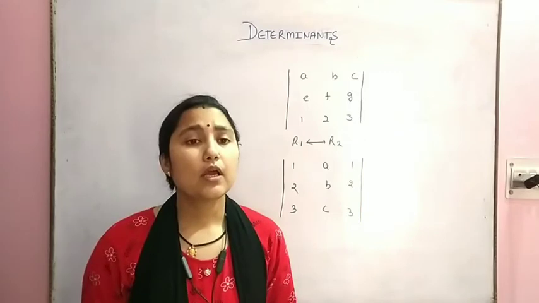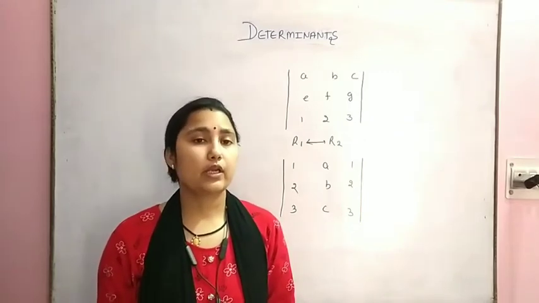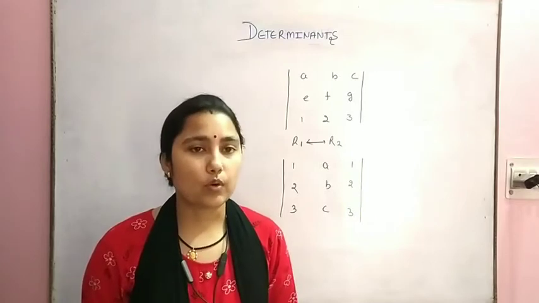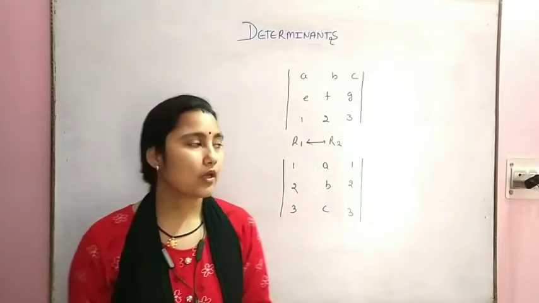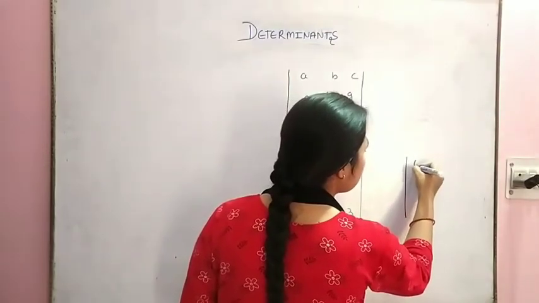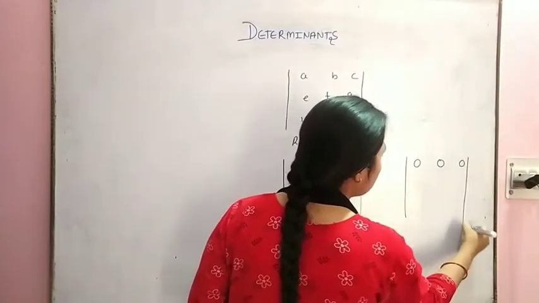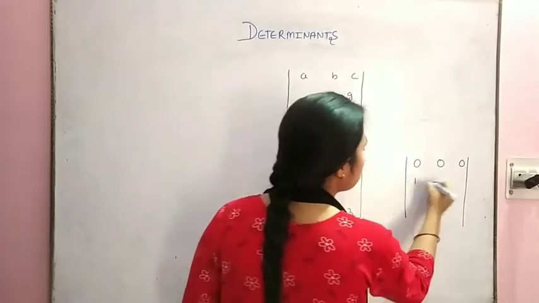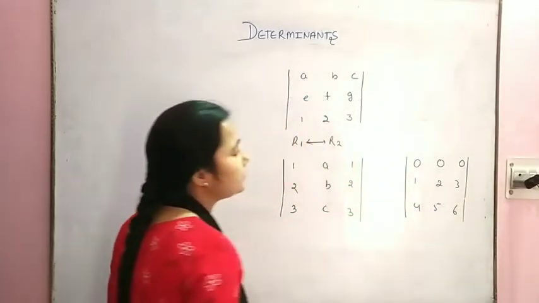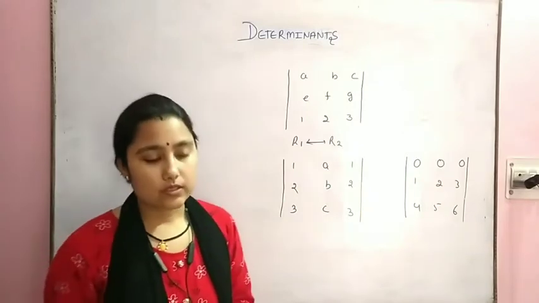Next property: if any row or any column has all entries equal to 0, then the value of the determinant is equal to 0. For example, if we have a determinant where row 1 has all entries equal to 0, then the value of the determinant is directly equal to 0.